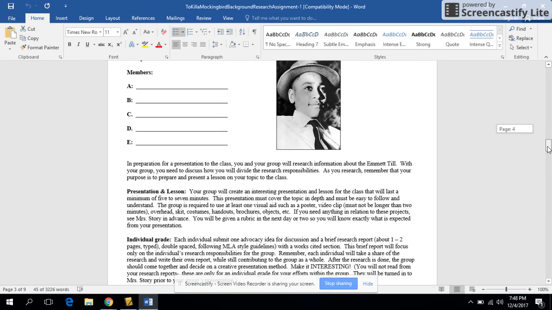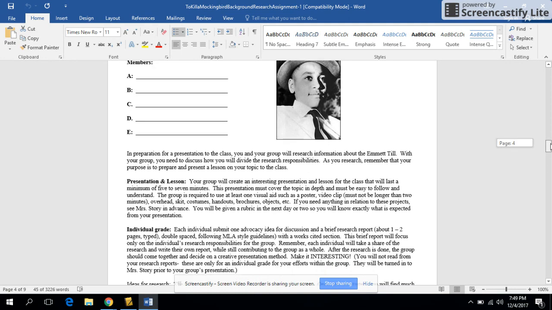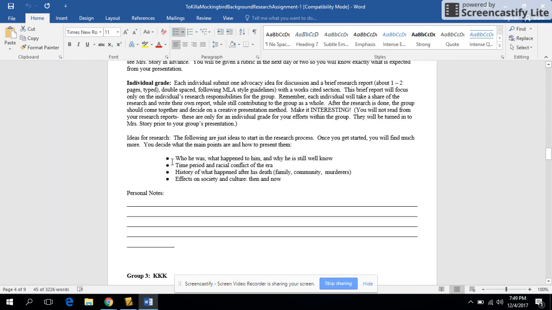The second one is Emmett Till. Look at this little cutie. You're going to go down. Think about whoever wants to think about Emmett Till. Same thing. Look at these bullets. This is what you're going to kind of look up about him. Remember, you're going to make sure you have some legitimate sources.